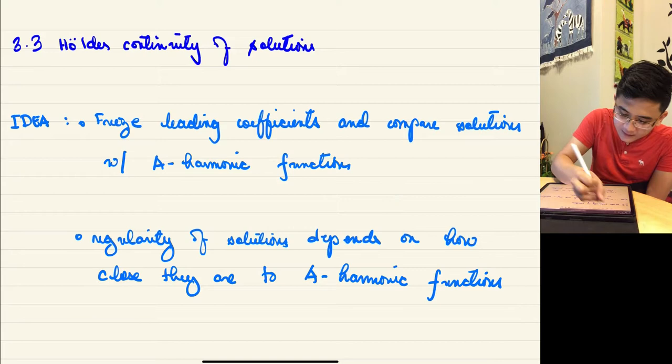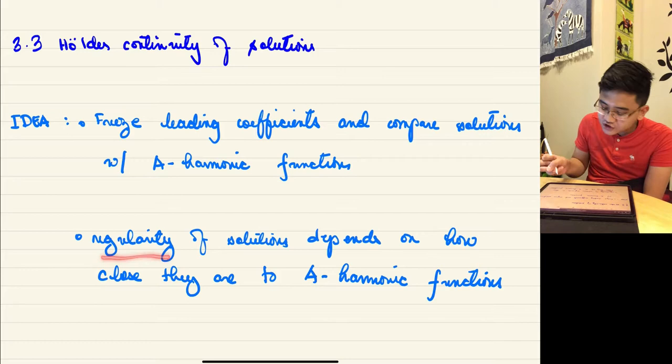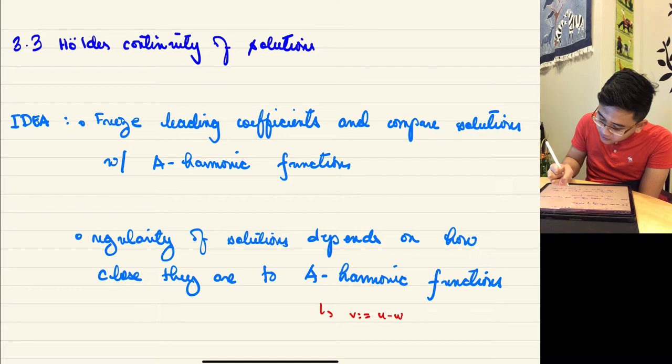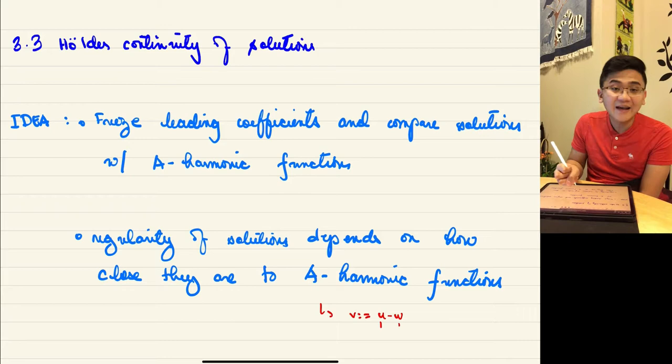Now Han and Lin say in their book that the regularity of solutions depends on how close they are to A-harmonic functions. So in particular, we're going to be looking at functions of the form V equals U minus W, where W is some A-harmonic function, and U is the solution to our PDE in the interior. So we're going to look at estimates for V. Okay, so that's the general idea.